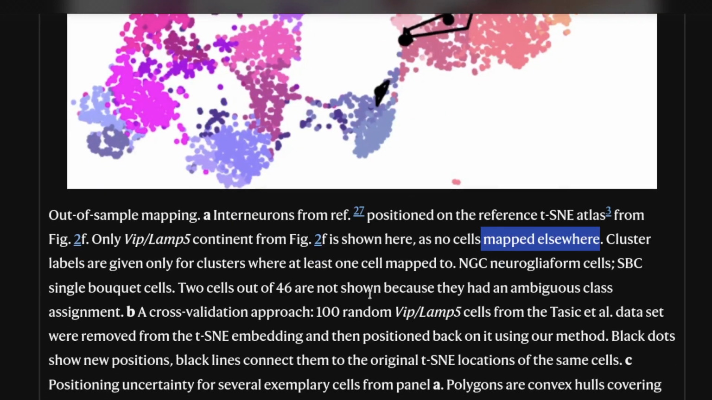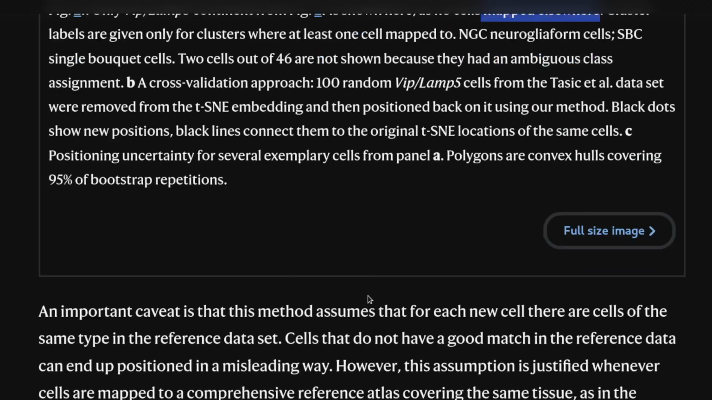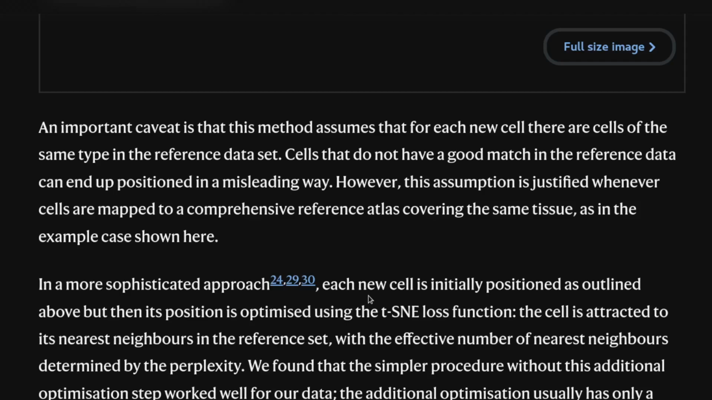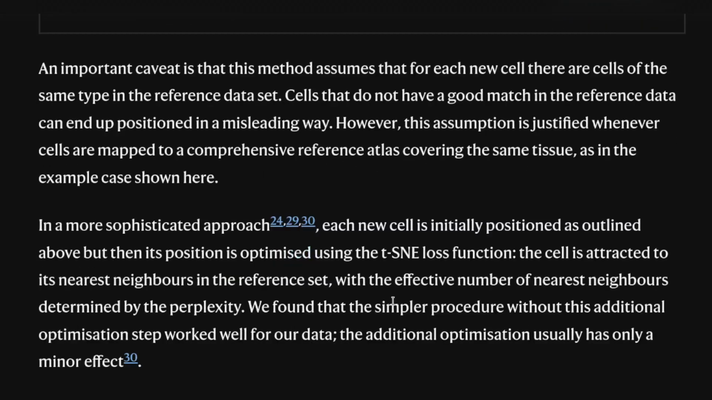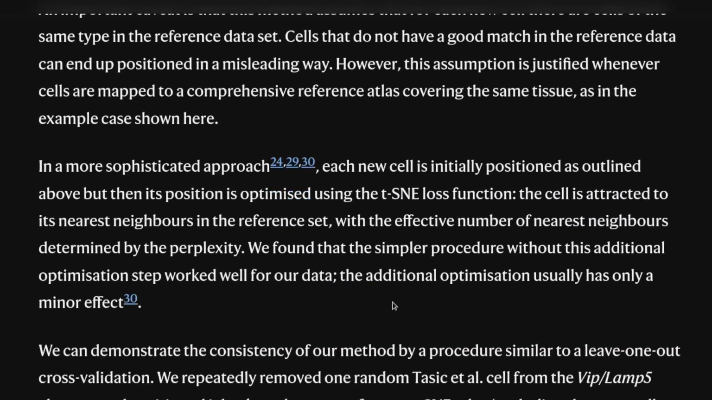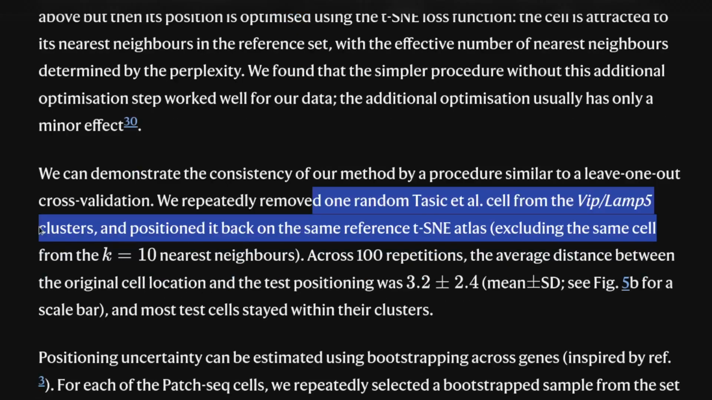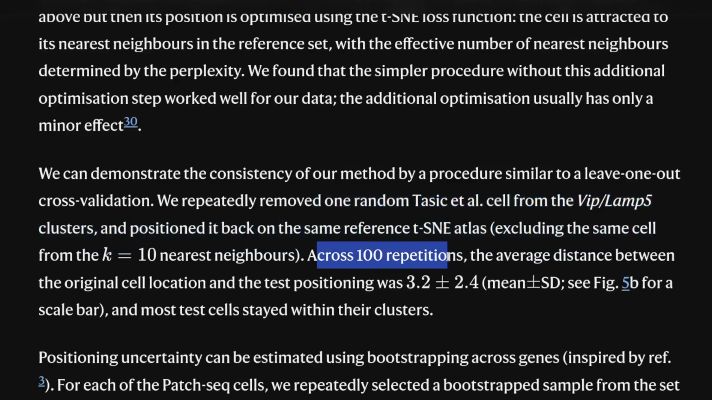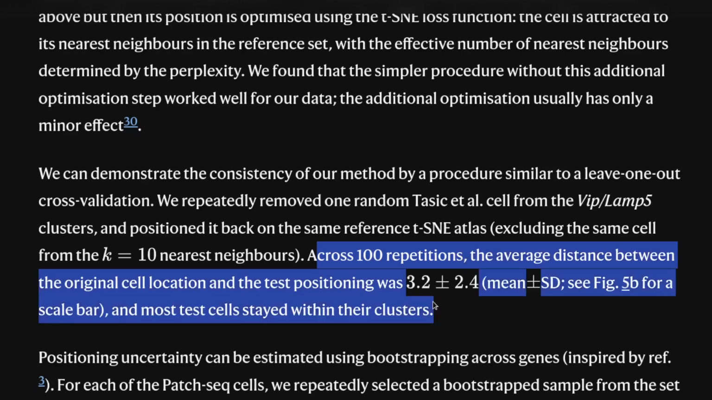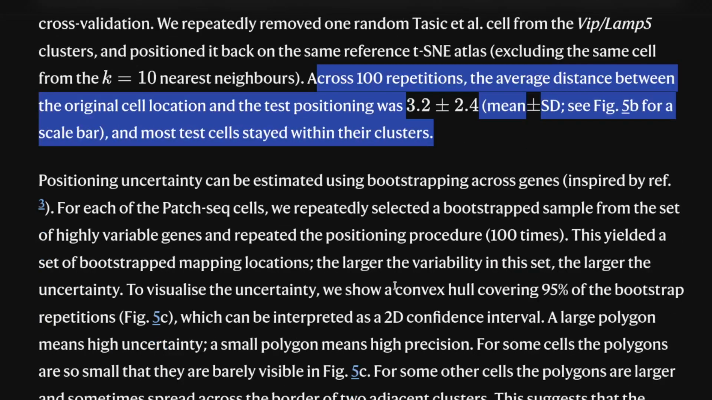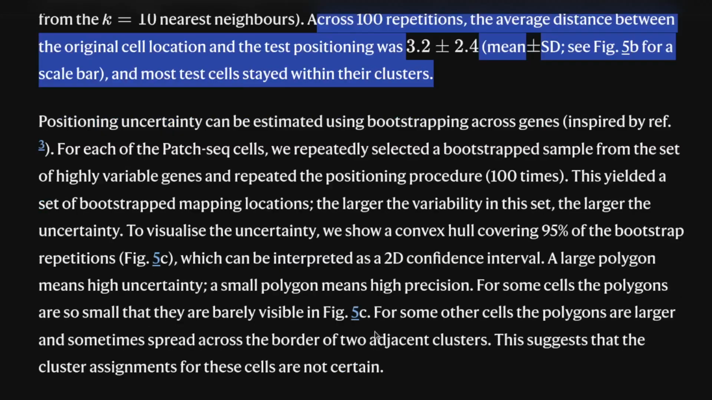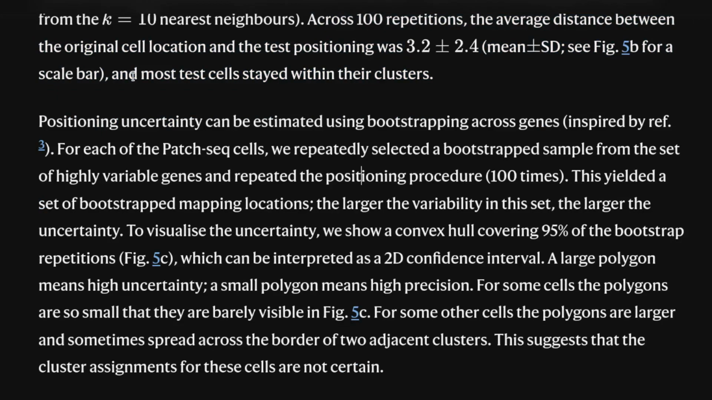We can demonstrate the consistency of our method by a procedure similar to a leave-one-out cross-validation. We repeatedly removed one random t-SNE cell from the VIP/LAMP5 clusters and positioned it back on the same reference t-SNE atlas, excluding the same cell from the nearest neighbors. Across 100 repetitions, the average distance between the original cell location and the test positioning was given as mean ± SD, see Figure 5b for a scale bar, and most test cells stayed within their clusters.